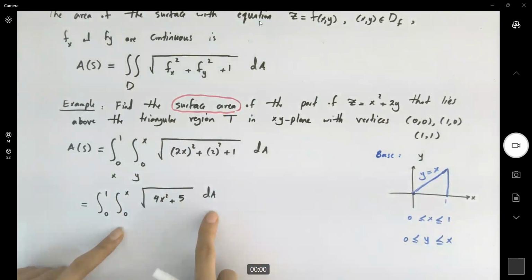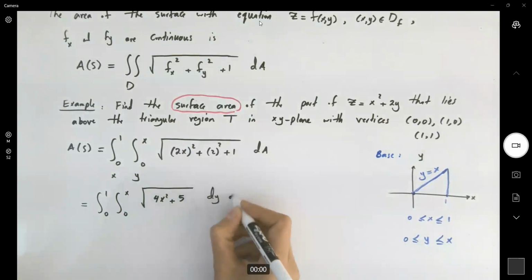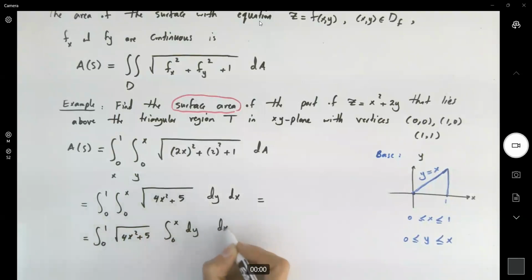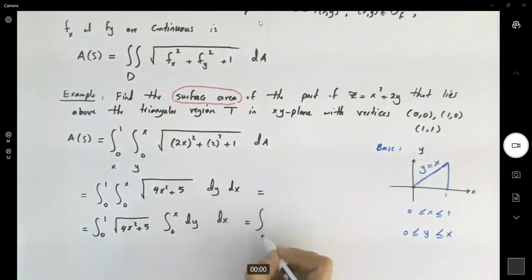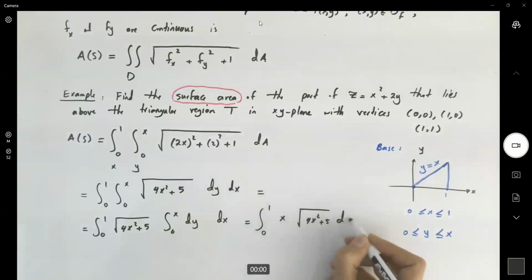So let's start taking the integral. You're taking the integral with respect to y and then with respect to x. This has nothing to do with y. So you can just write it as the integral from 0 to 1 of the square root of 4x squared plus 5 and the integral from 0 to x of dy, and then take the integral with respect to x. So this integral becomes the integral of y, and y ranges between 0 and x. So this is nothing but the integral from 0 to 1 of x times the square root of 4x squared plus 5 dx.